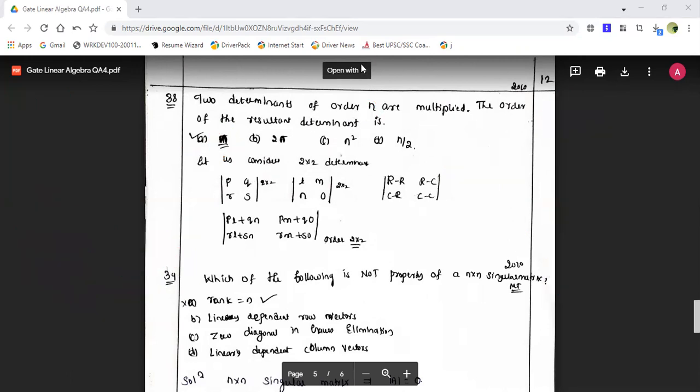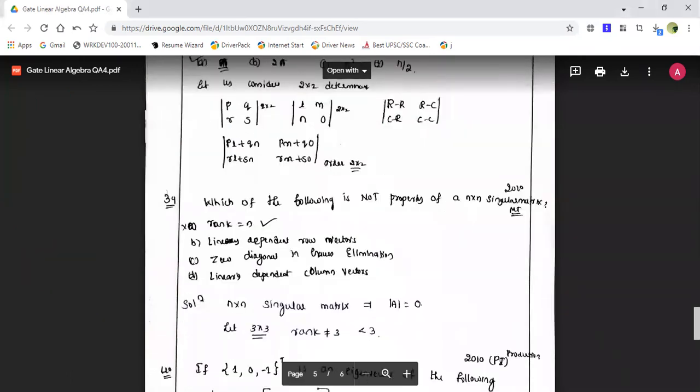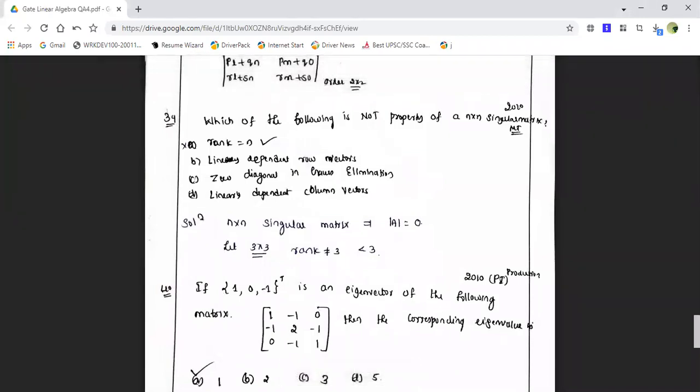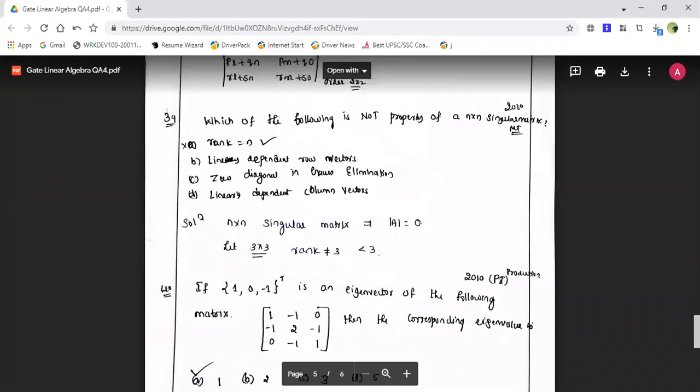Okay. So now similarly, let me take the next question. That is, which of the following is not a property of a singular matrix? They're asking about the property that does not hold. Okay. So you know what a singular matrix is? A matrix A is said to be a singular matrix if its determinant of A is equal to 0. So if its determinant is equal to 0, then we say that it is a singular matrix.